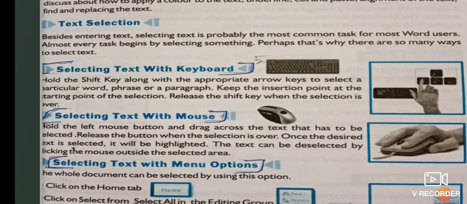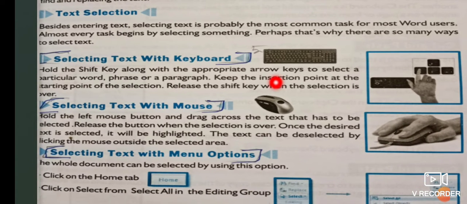So how to select your text? There are a lot of ways to select your text. The first method is selecting text with keyboard. If you are using your computer system with a keyboard, how do you select a text? In the keyboard you have seen the 4 arrow keys: up arrow, down arrow, left arrow and right arrow. Using the arrow keys, first of all you have to select the content.